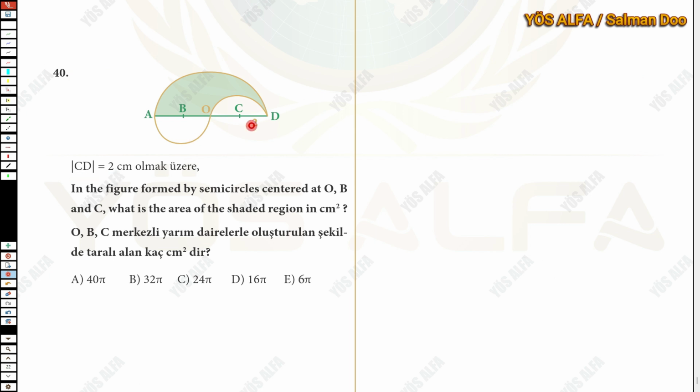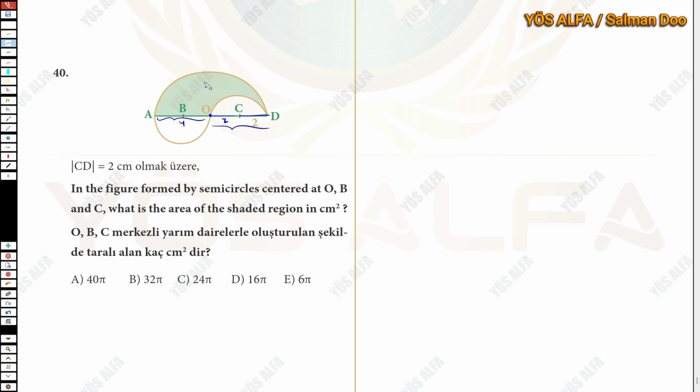10. CD is equal to 2. And O, B, and C, these 3 points are the centers of the 3 semicircles given here. We're asked to find the shaded region. So since this is radius, that is also radius, it must be 2. And from center O, this one is radius, so this one is also another radius. They have the same length, 4.